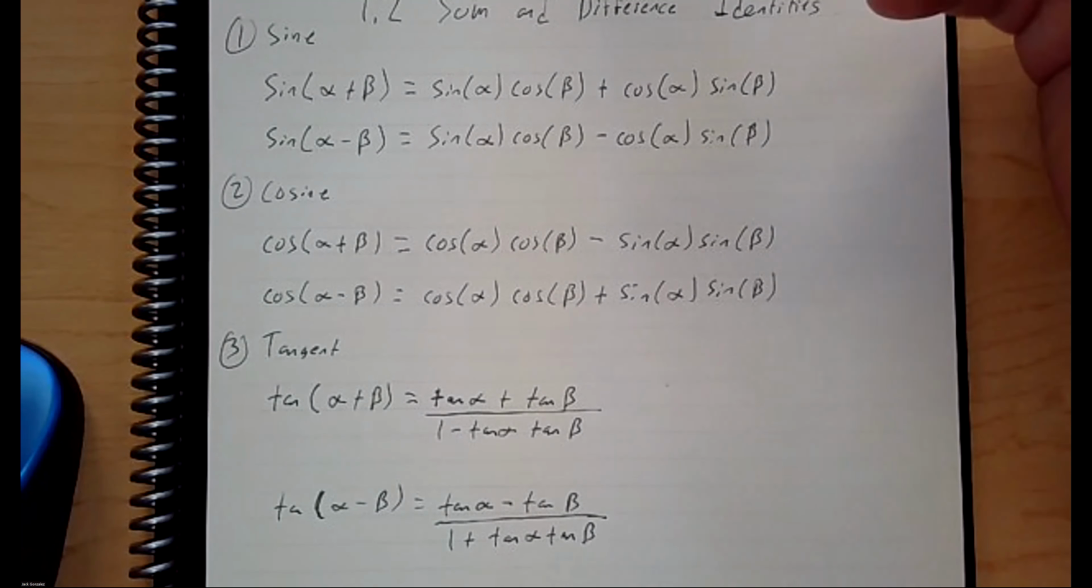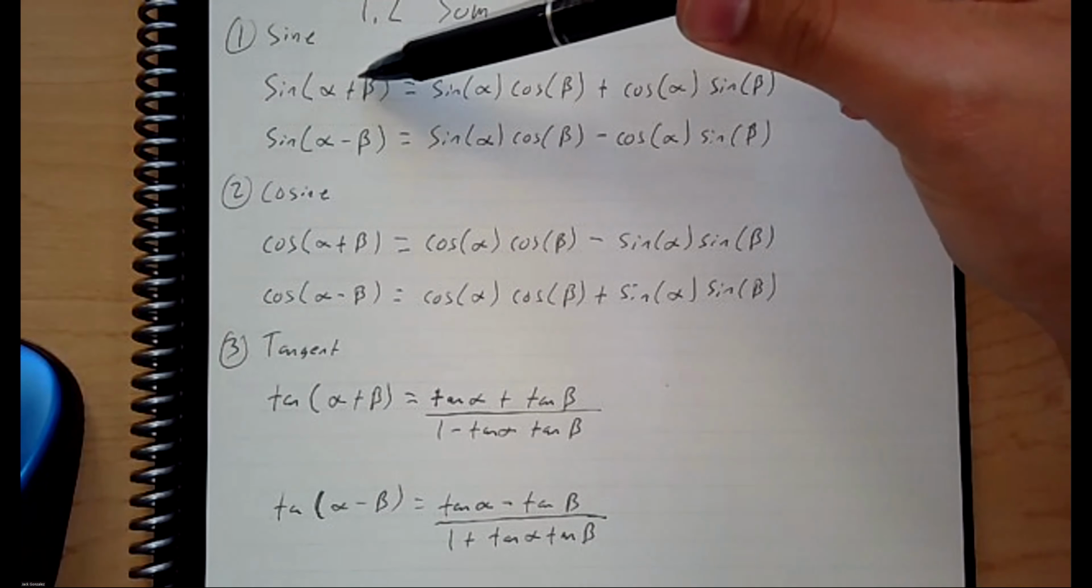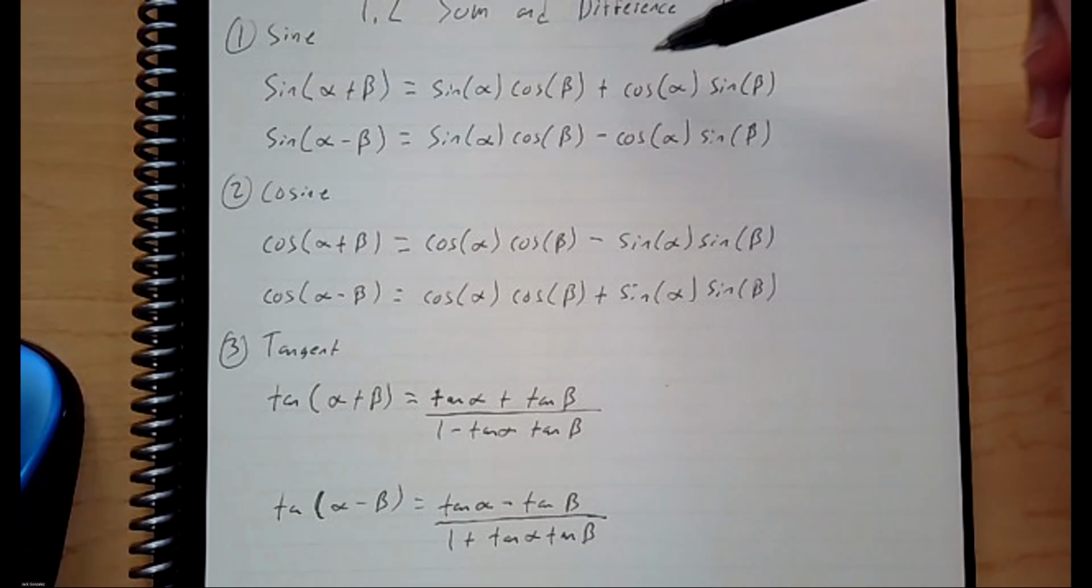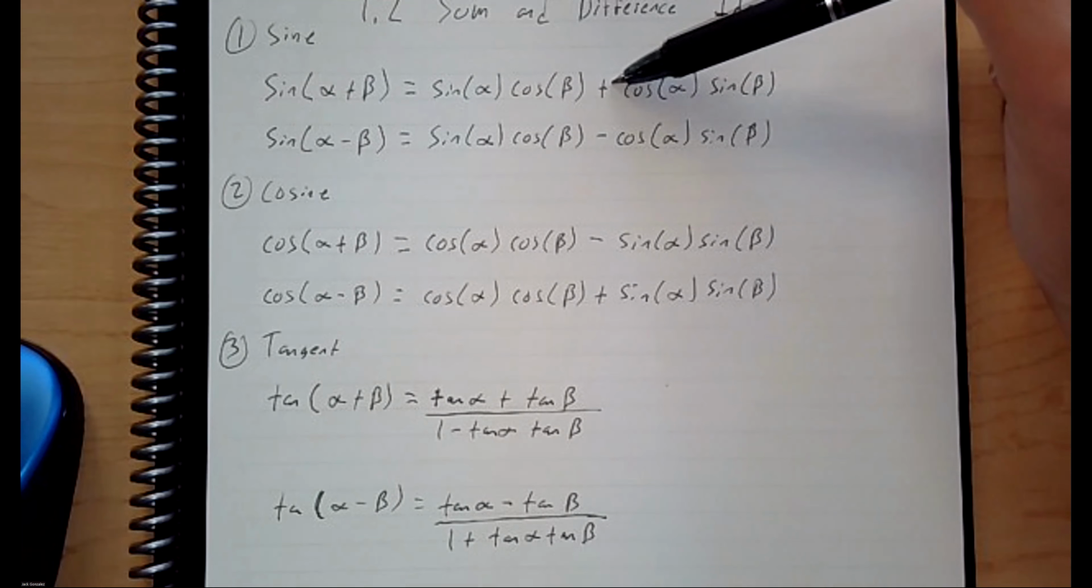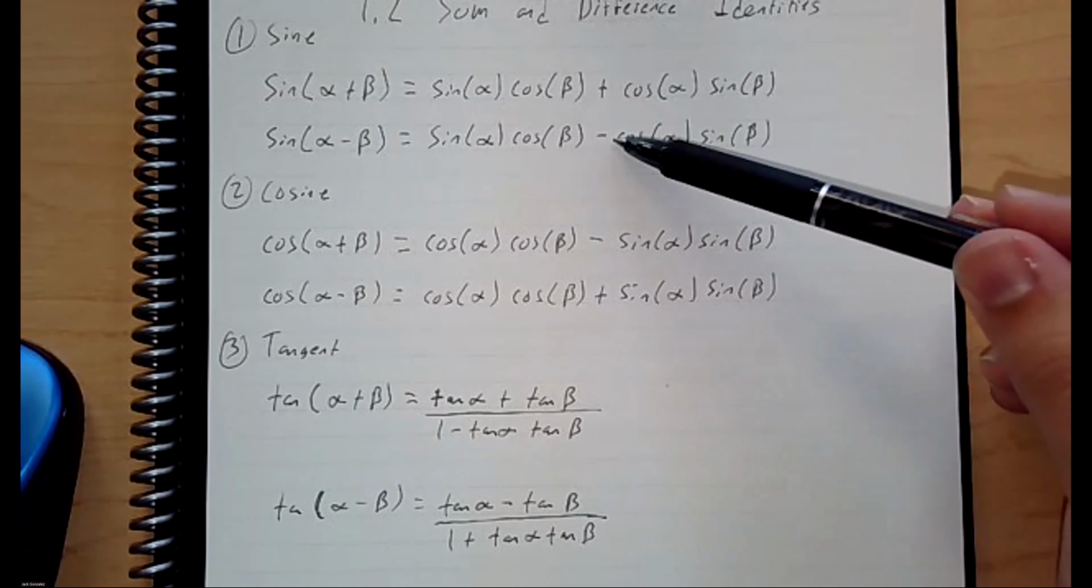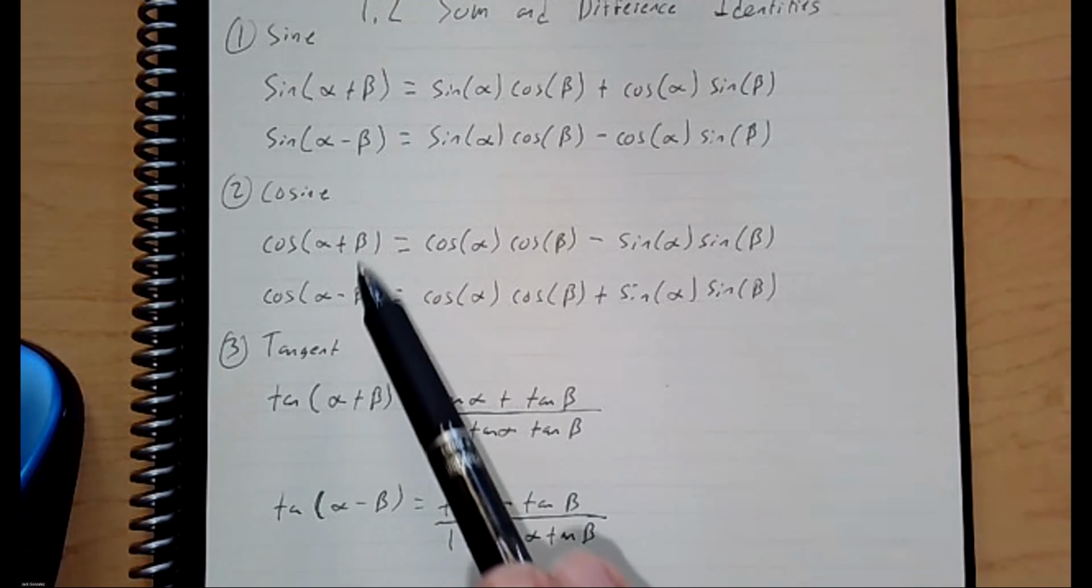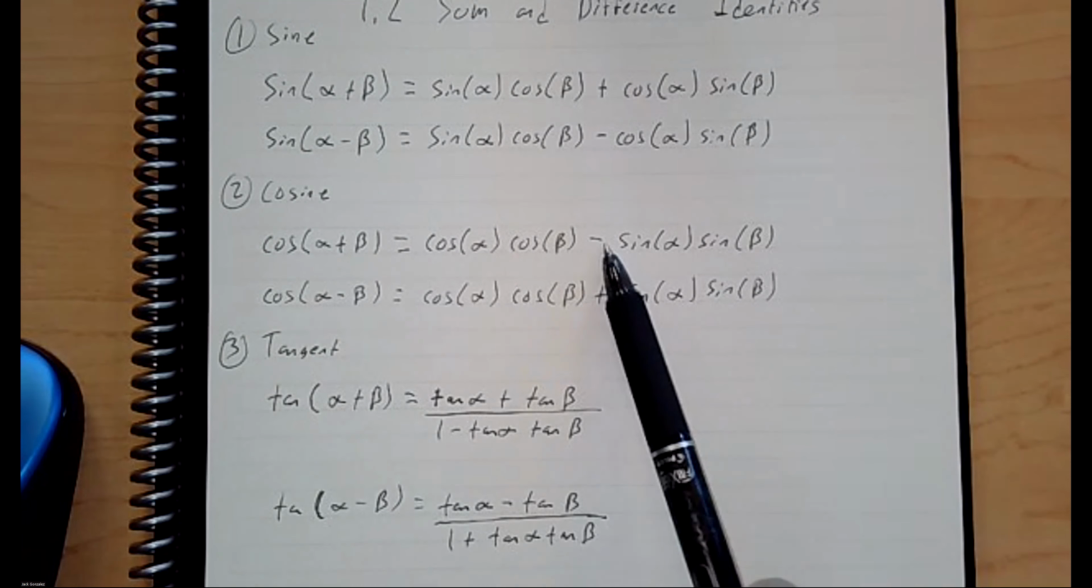So notice there's a pattern. If it's a sine function, the plus will be plus here as well in the middle. If it's minus, it'll be minus in the center. Cosine is opposite. If it's plus, then it becomes minus. Minus becomes plus.